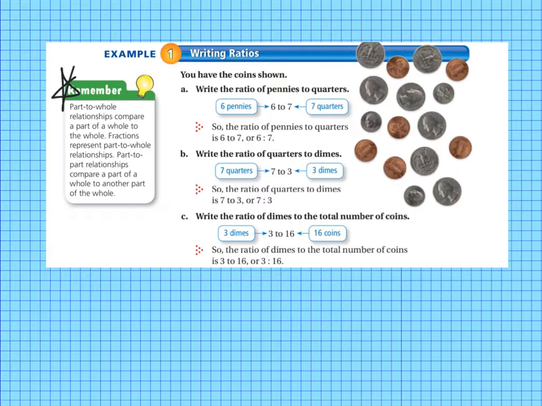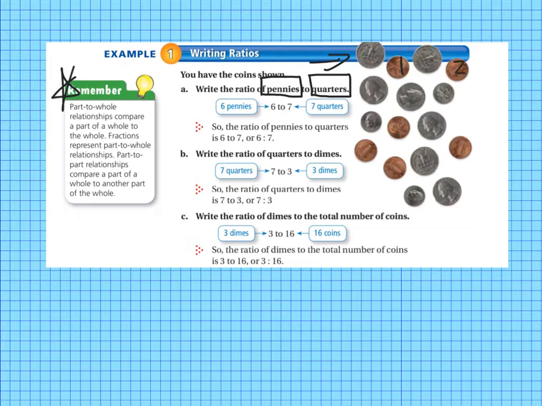So it says you have the coins shown. So if you look over here, there's a whole bunch of coins. Write the ratio of pennies to quarters. So the trick with writing ratios is that you always have to write the numbers the way they are given to you in the question. So it asks for pennies first, so we count up the pennies.